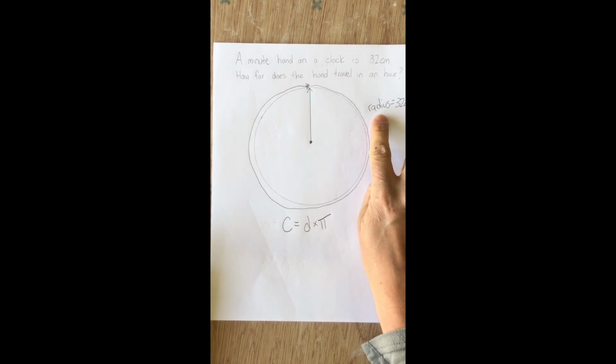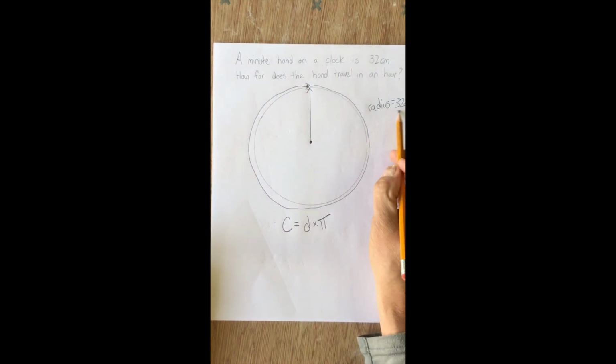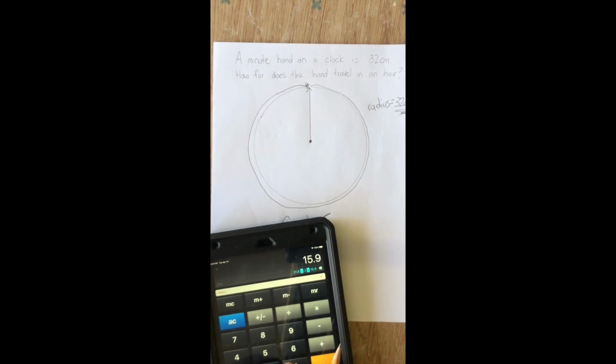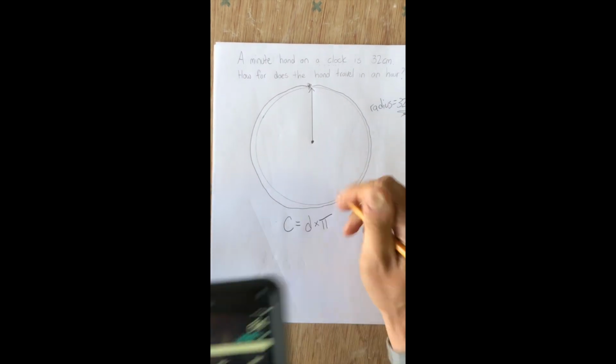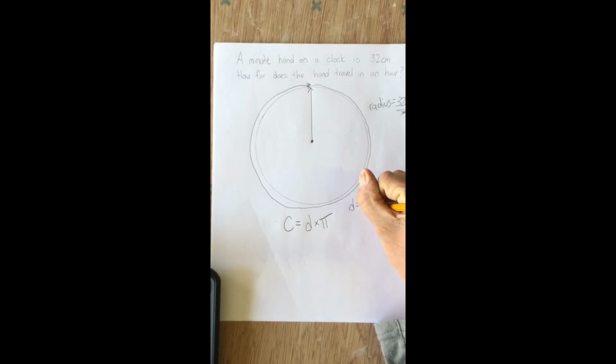So this isn't the diameter yet. So first what I need to do is figure out, if the radius is 32, what is the diameter going to be? Well, again, we remember from before, if I have the radius that's 32, to find the diameter, I just times that by 2. So 32 times 2. My radius is 32 centimeters. My diameter, D for diameter, is going to be 64 centimeters.